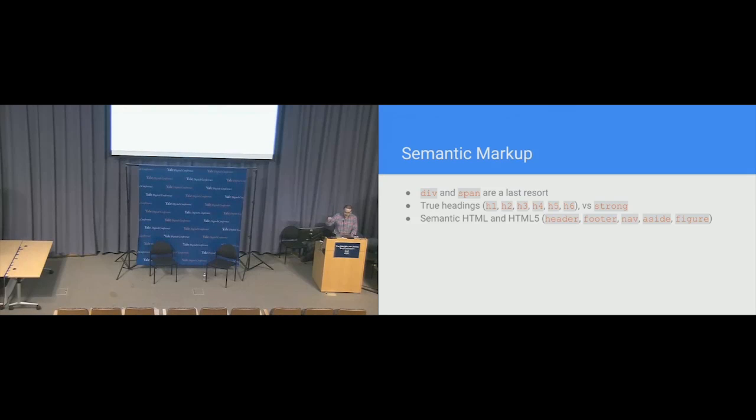Understanding the semantics that are built into HTML and HTML5, that includes the new HTML5 tags: header, footer, nav, aside, figure. There are more, but this is just a representative example. These are your friends. They have accessibility built into them. And if you're not using these tags, then you're missing out on some of the accessibility benefits that are built in.